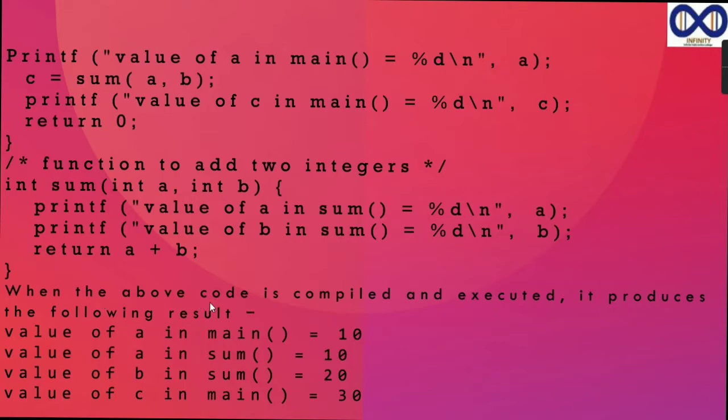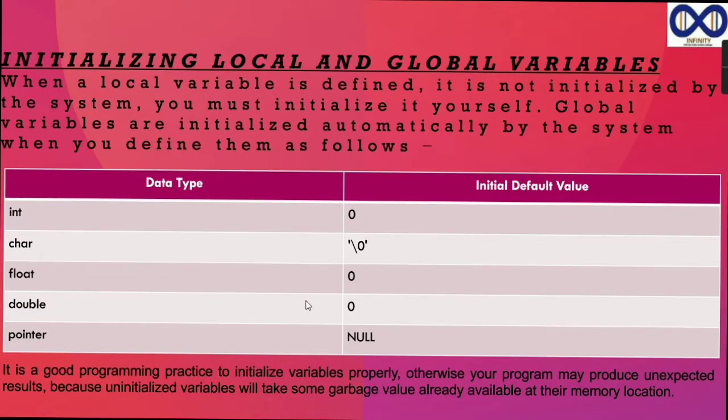When the above code is compiled and executed, it produces the following values: the value of a in main is 10, the value of a in sum is 10, the value of b in sum is 20, and the value of c is a plus b, which is 10 plus 20, that is 30. Okay, so now initializing local and global variables.